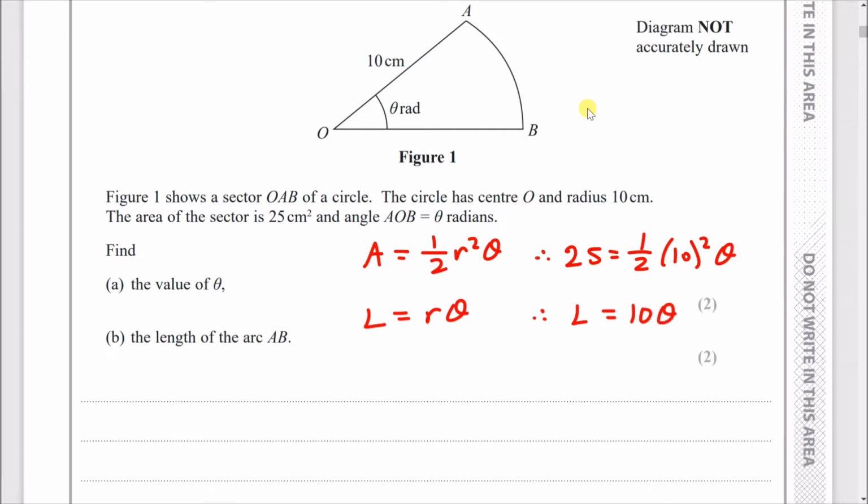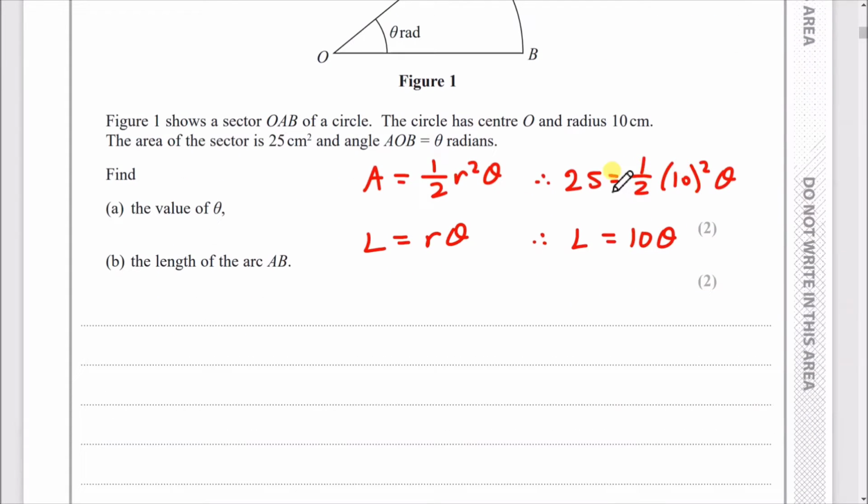Going to the first equation here, we can just rearrange to find theta. So we have half times 10 squared. 10 squared is 100. Half of that is 50. Then we divide it across, so we have 25 over 50. So theta equals 25 over 50, which is just half.